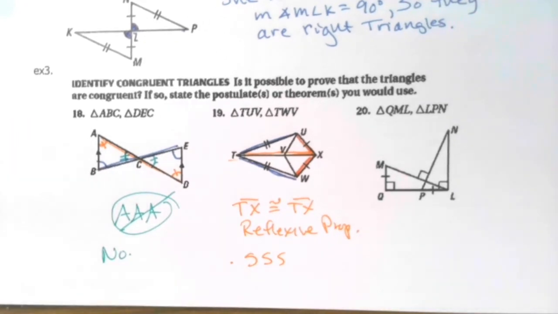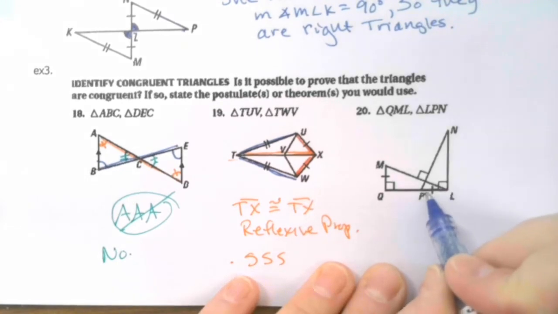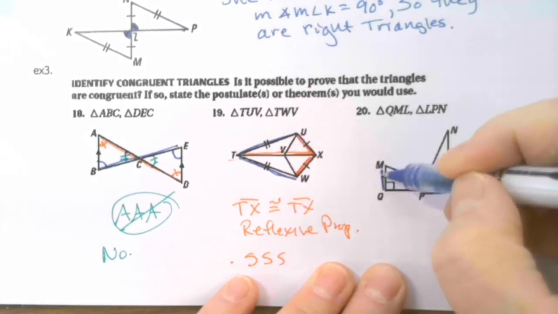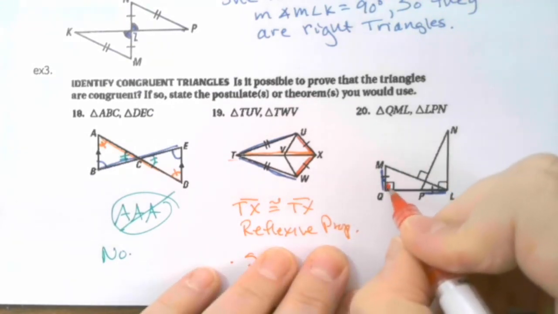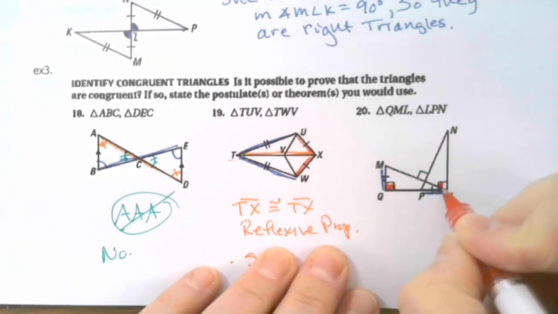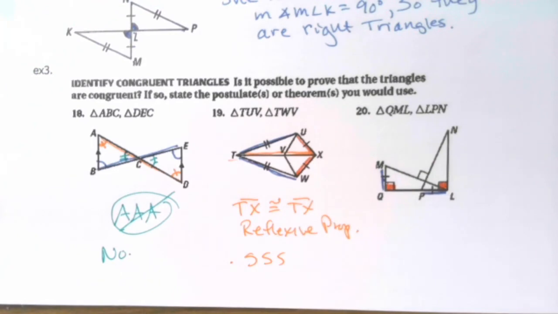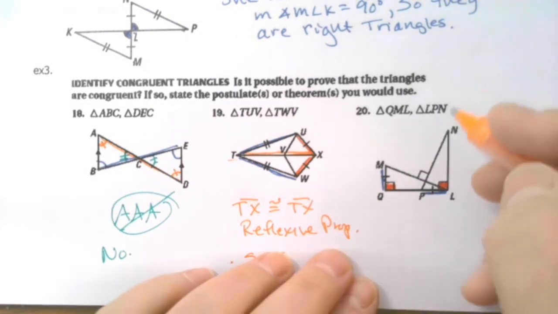All right, let's look at this one. Okay, I have a short side here and a short side here. Okay, that's good. I have a 90-degree angle here and a 90-degree angle there. So they are right triangles. But I need another side. I need the hypotenuses to be congruent before I can use hypotenuse leg.